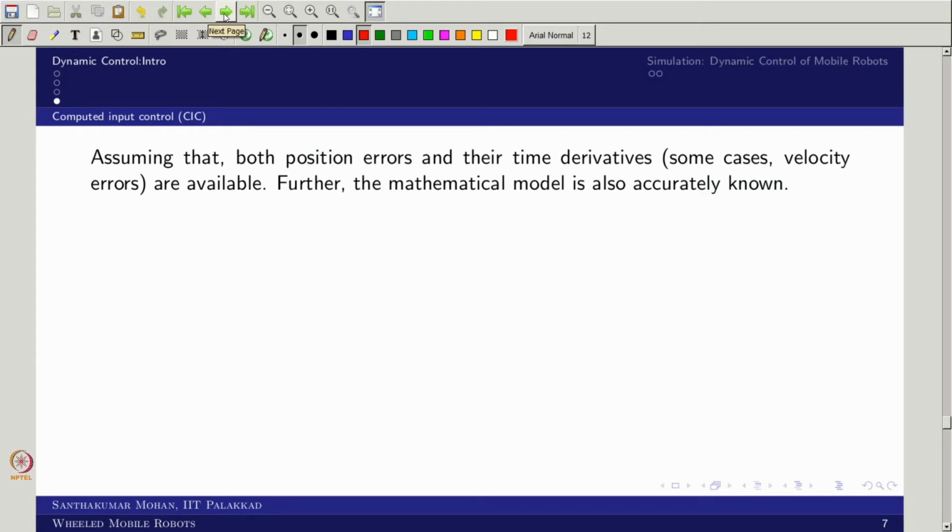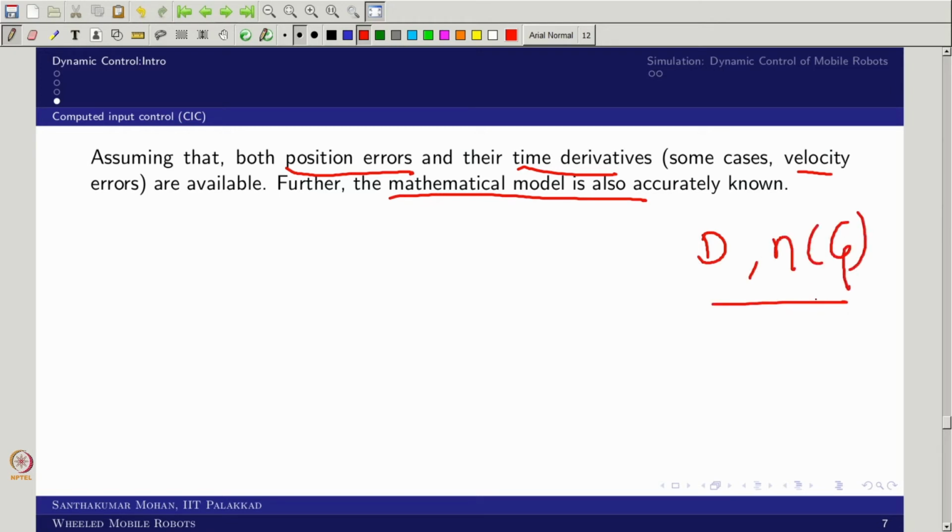What does that mean? I am assuming that both the position error and its time derivative, which here we are going to call the velocity error, are available. Further, I am saying that the mathematical model is accurately known. What that means is the D matrix and n vector are accurately known to us. So, if this is known, we rewrite this. So, this is our interest. I am assuming that this is k1 eta tilde dot and k2 eta tilde.